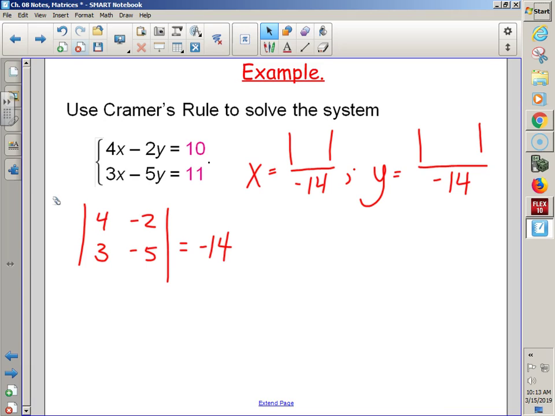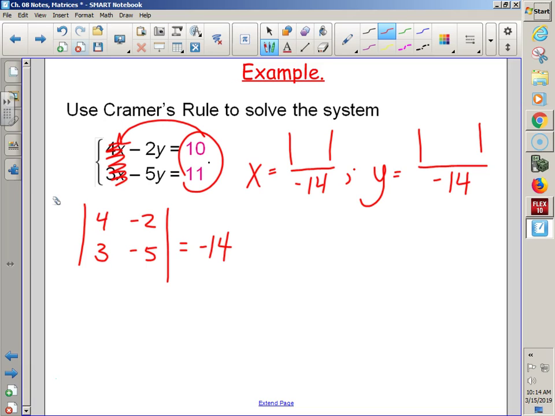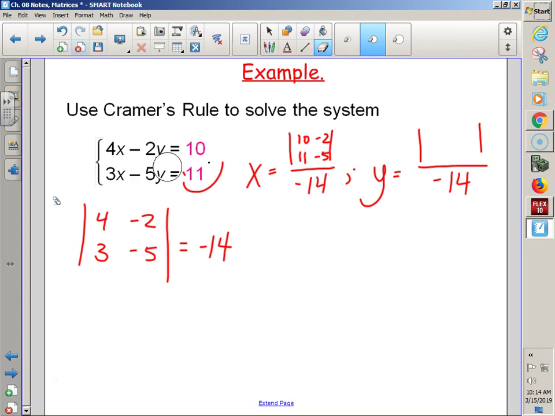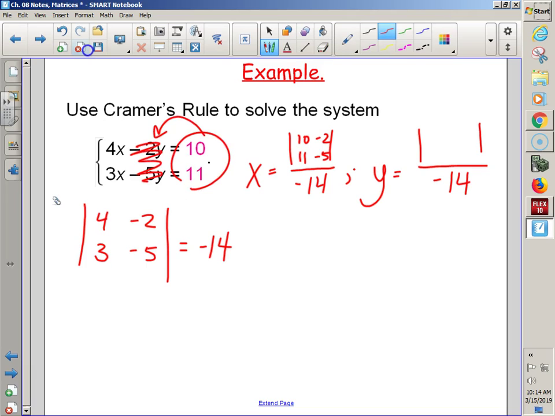All right, let's see if I agree with you guys. Did you guys think about, in order to get the x's numerator, you had to look here, ignore the x's variables, and bring in the c's. So it would have been 10, 11, -2, -5. To get the y's, who do you ignore? The y's, and what do you bring in their spot? So 4, 3, 10, and 11.